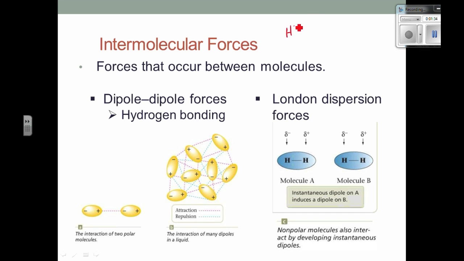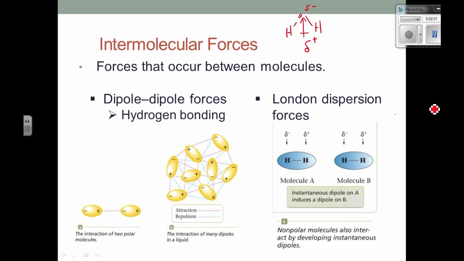Hydrogen, oxygen, and hydrogen. And we have our dipole moment pointing up towards the oxygen, the more electronegative. Right? So we have a partial negative by the oxygen, and then a partial positive on the hydrogen side.